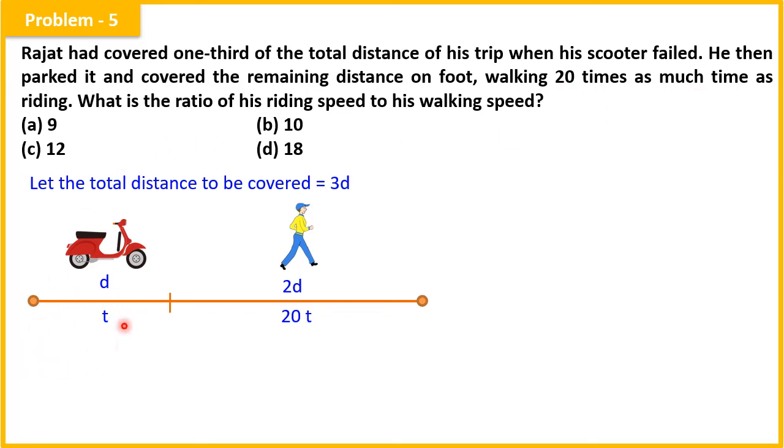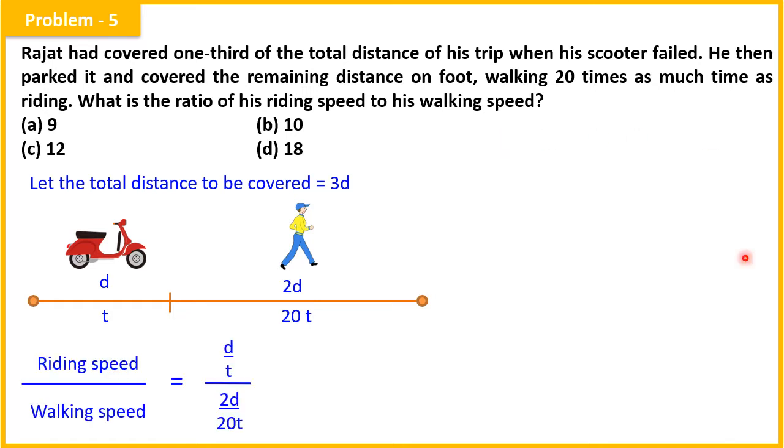So अगर riding करते वक्त T hours उसने spend किए, तो walk करते वक्त 20 T उसने spend किए, ऐसा अपने को consider करना पड़ेगा. Now, what is asking the question? What is the ratio of riding speed to walking speed? This can be solved like this.